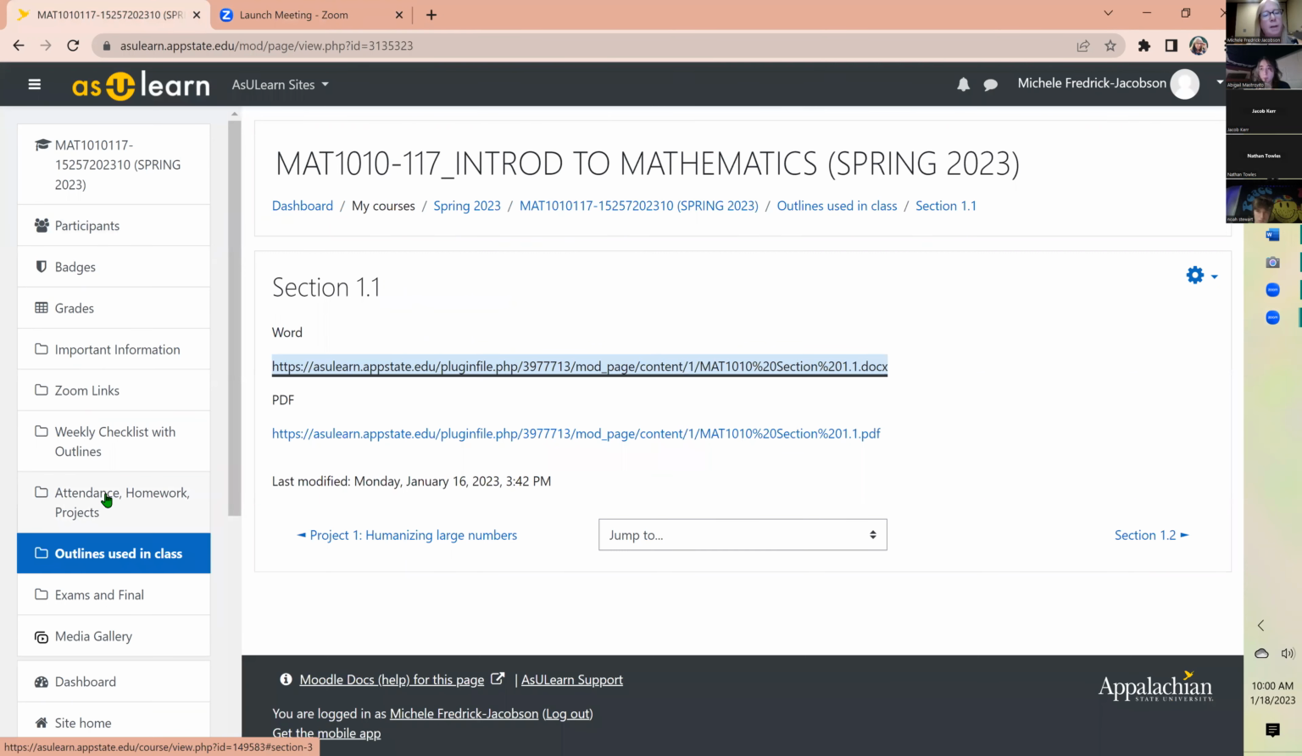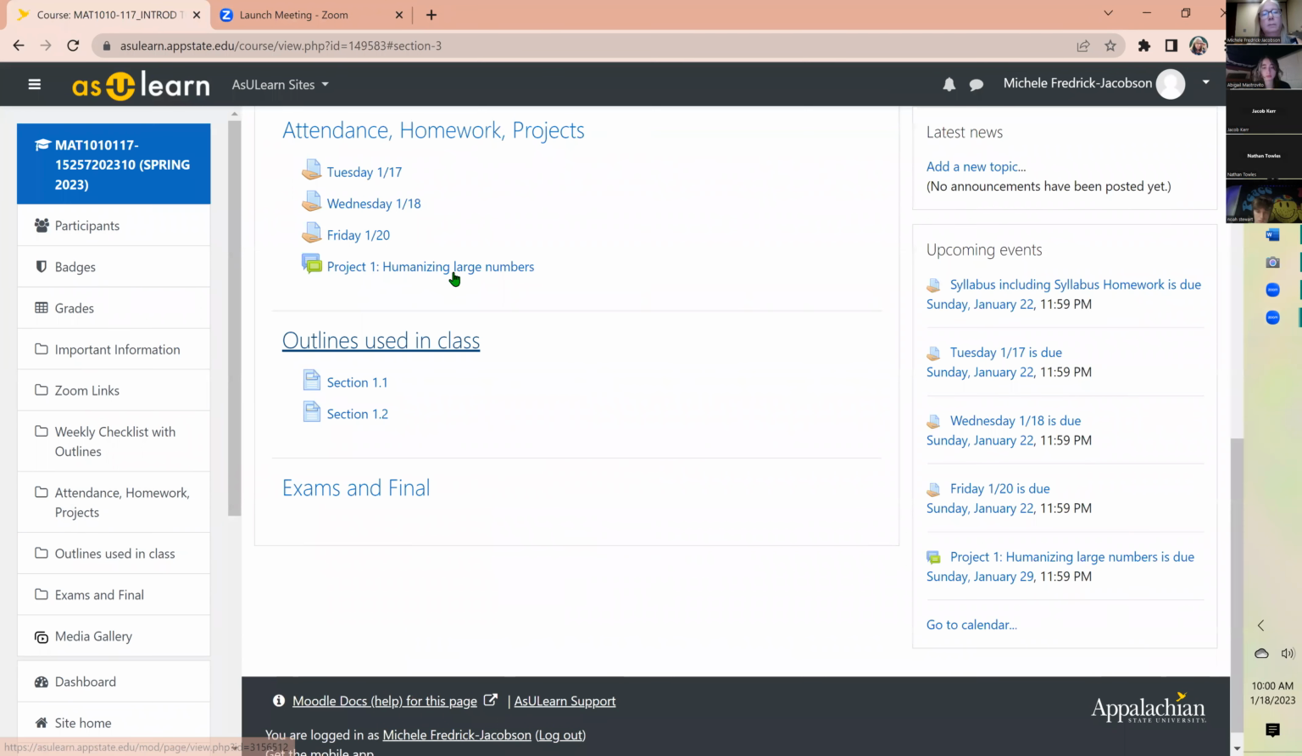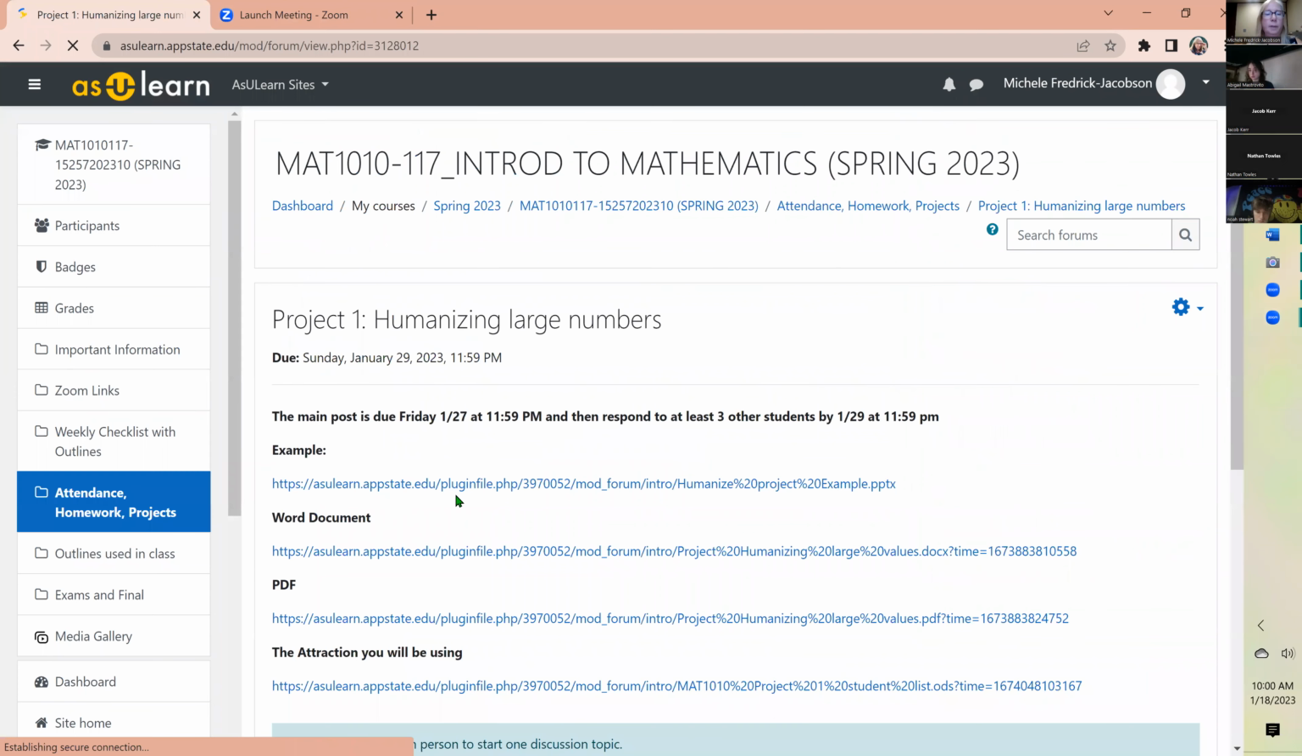Under attendance, homework, and projects, here's an example. And then here's kind of like a rubric or what's expected. And then which attraction you have. When you click on here, it will have it. So there were 2 people that added. They've been added on. Any questions on that?